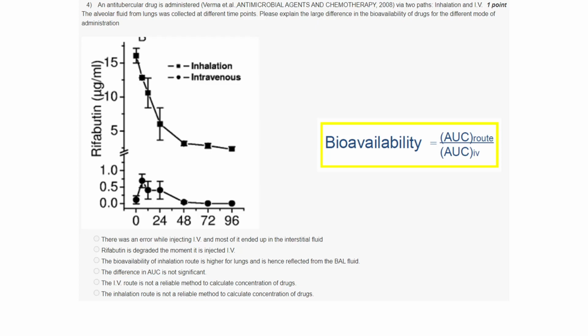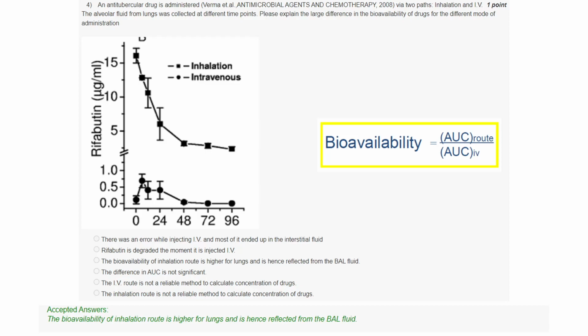Difference in AUC is not significant, which is not the right answer because you can see that there is a clear difference in both the areas under the curves. Fifth option is the IV route is not a reliable method to calculate concentration of drugs, which is again not the right option because bioavailability is indeed calculated if you have area under the curve for IV method. And last is the inhalation route is not a reliable method to calculate concentration of drugs. Again, the wrong answer. So the right answer is the third one. The bioavailability of inhalation route is higher for lungs and is hence reflected from the BAL fluid.